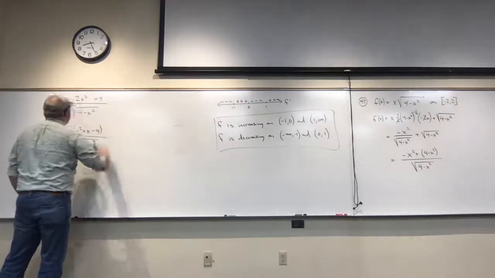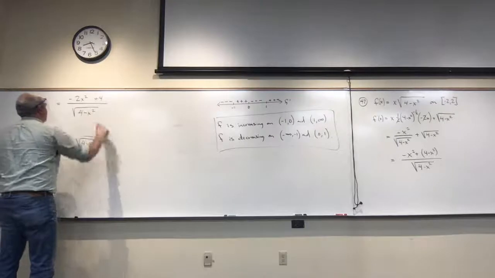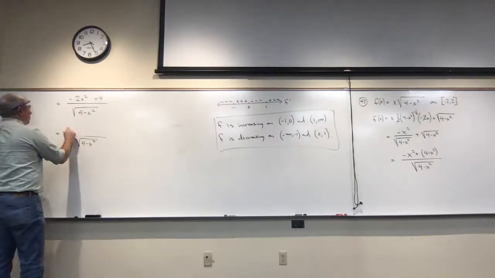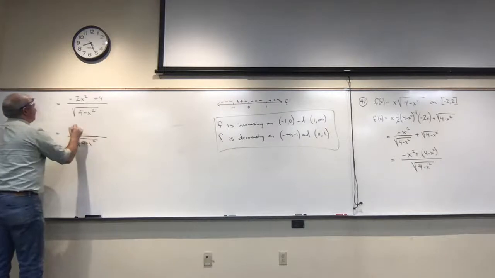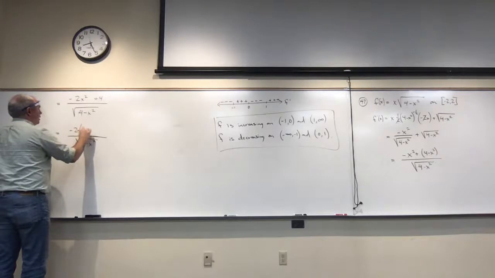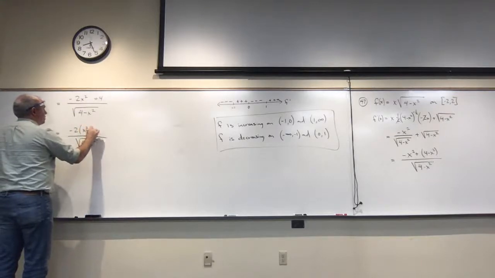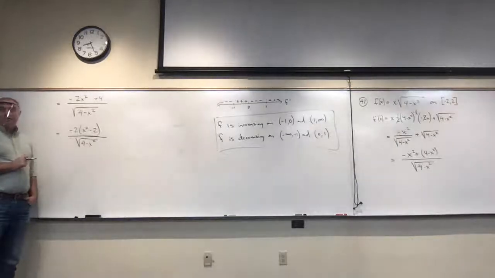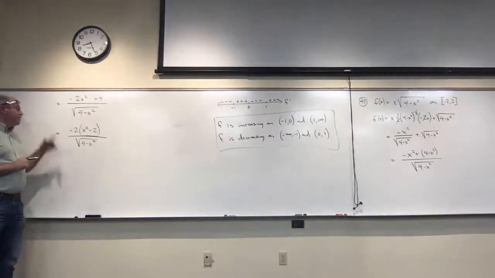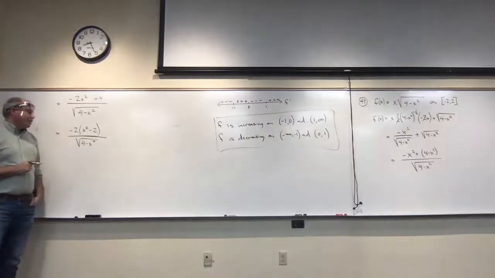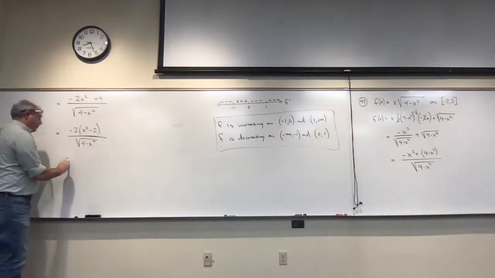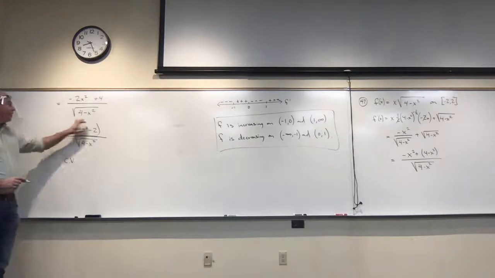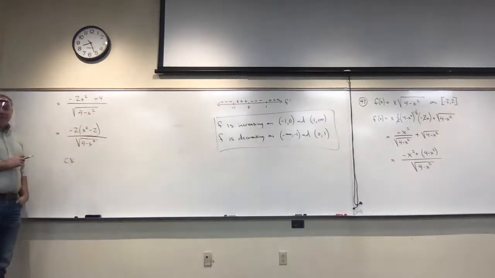And then this one becomes minus, I suppose I could factor out a minus 2 if I wanted to, and I get x squared minus 2. Does this seem good? Okay, now we're in a position where I can easily read off what the critical values are. So my critical values are the things that either make the top of the fraction 0 or the things that make the bottom of the fraction 0.